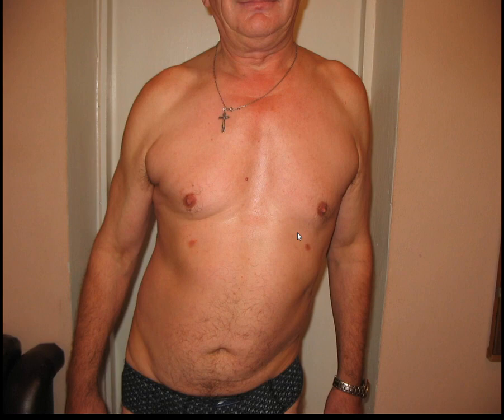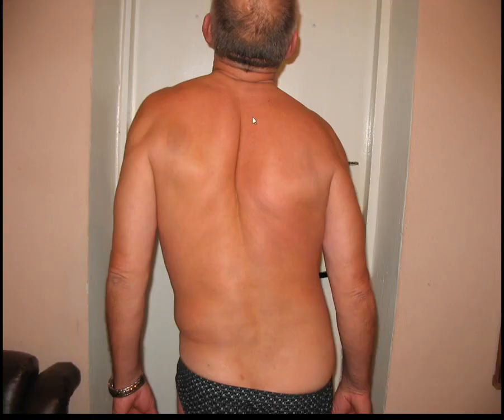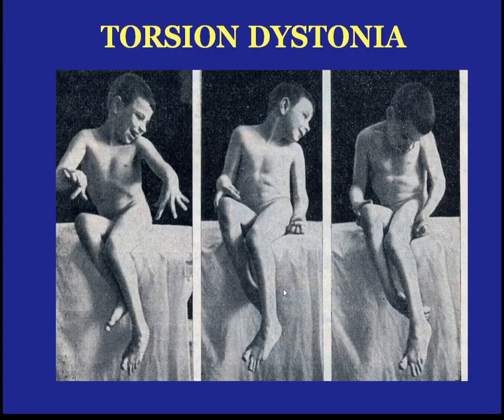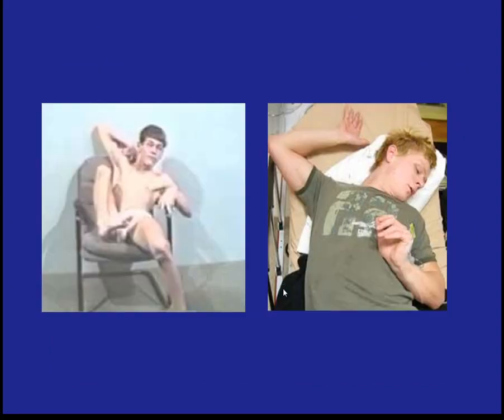This is our patient with generalized dystonia. Idiopathic torsion dystonia, this is a hereditary disease, with sustained permanent position of the patient's trunk muscles, all body muscles. Same patient from his back. This is the picture of a kid with torsion dystonia. Also pictures of patients with torsion dystonia.